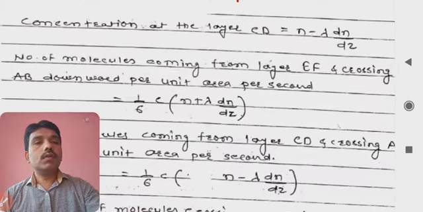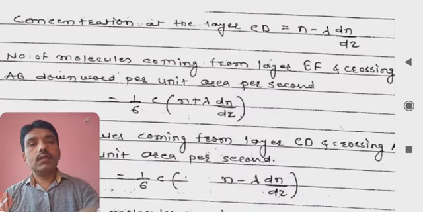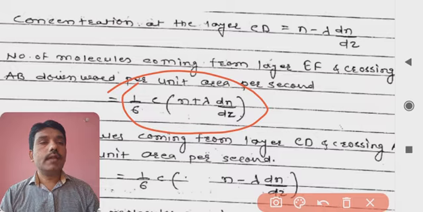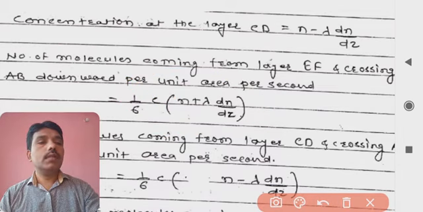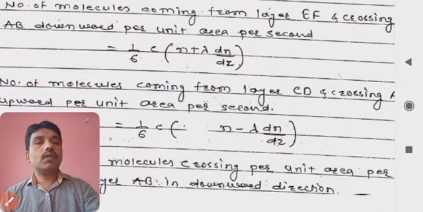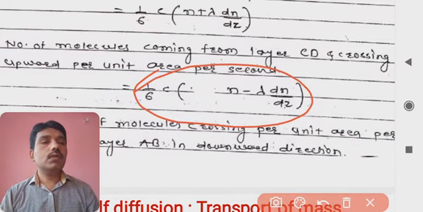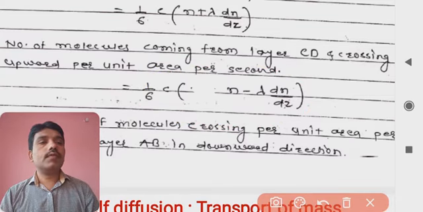Now the number of molecules coming from layer EF and crossing AB downward per unit area per second, as 1/6 of the gas molecules are transferred, is given by 1 by 6 C times n plus lambda dn by dz, because it is all about the concentration only, where C is the average molecular velocity of the molecules. Similarly, 1/6 of the gas molecules from the CD layer will cross per unit area per second, and it will transfer nearly 1 by 6 C times n minus lambda dn by dz. This much concentration of molecules will transfer from the CD layer to the upper layer.